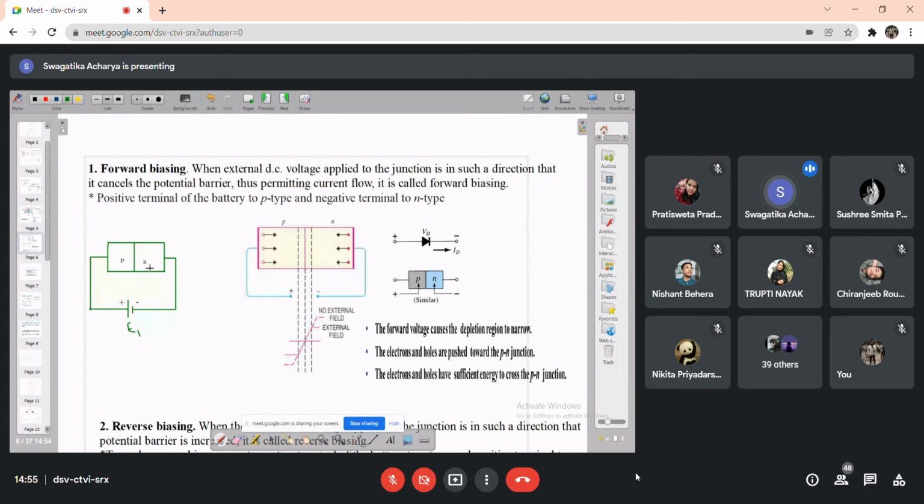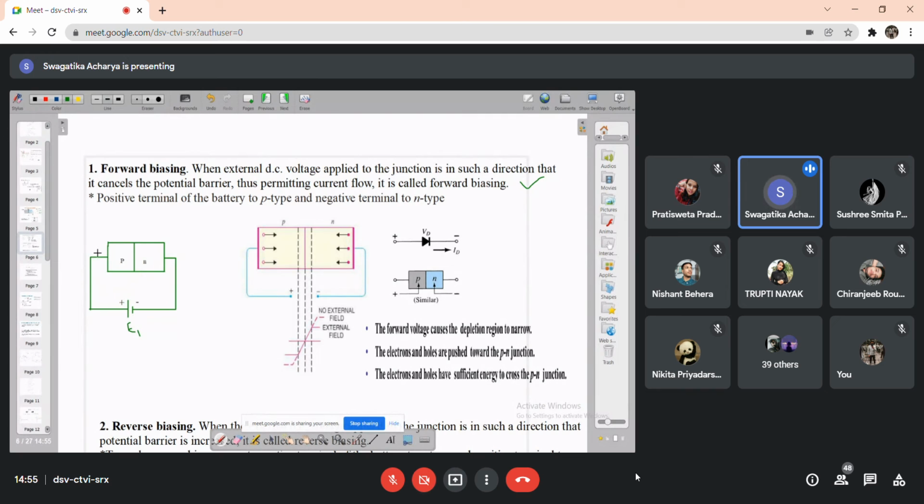Okay, so for forward biasing, what is forward biasing? You can say when external DC voltage is applied to the junction in such a direction that it cancels the potential barrier, thus permitting current flow, it is called forward biasing. This statement we will understand first. For this statement we will analyze what happens in the forward biasing condition.